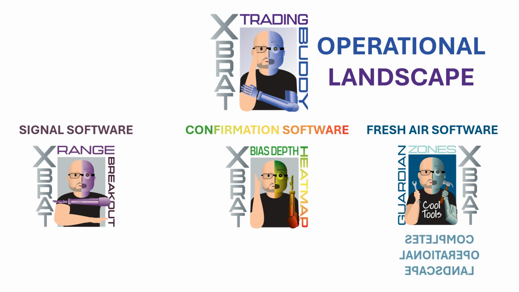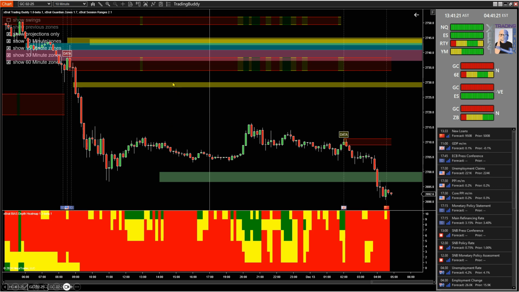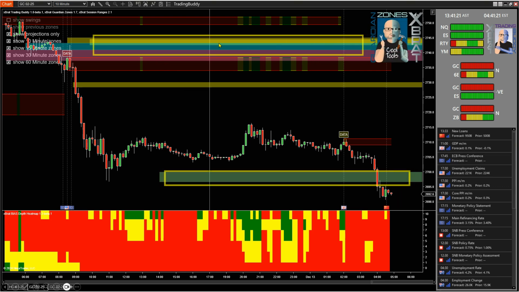And that really completes the operational landscape, the Guardian zones, because now we have those support and resistance zones added to the Trading Buddy as well. So let's go forward. So this is the chart. We can see we have the Trading Buddy already on, and then we've added the Guardian zones. So the Guardian zones are here.